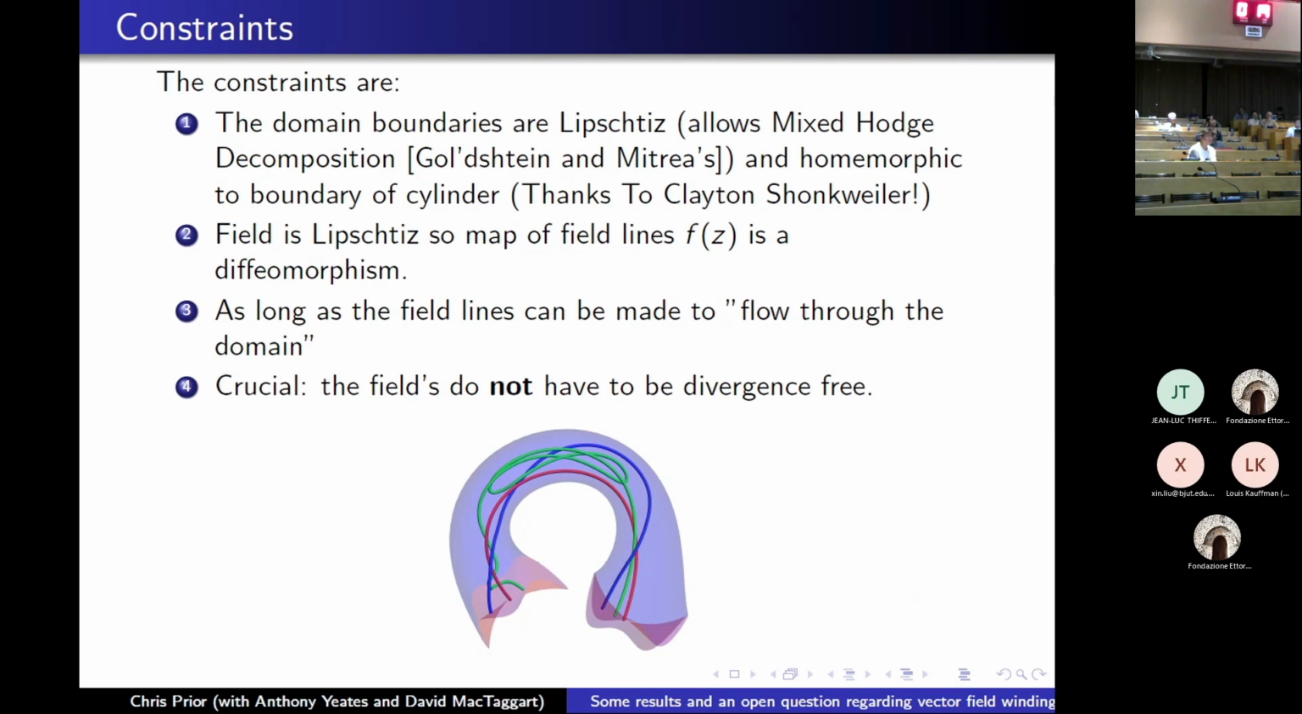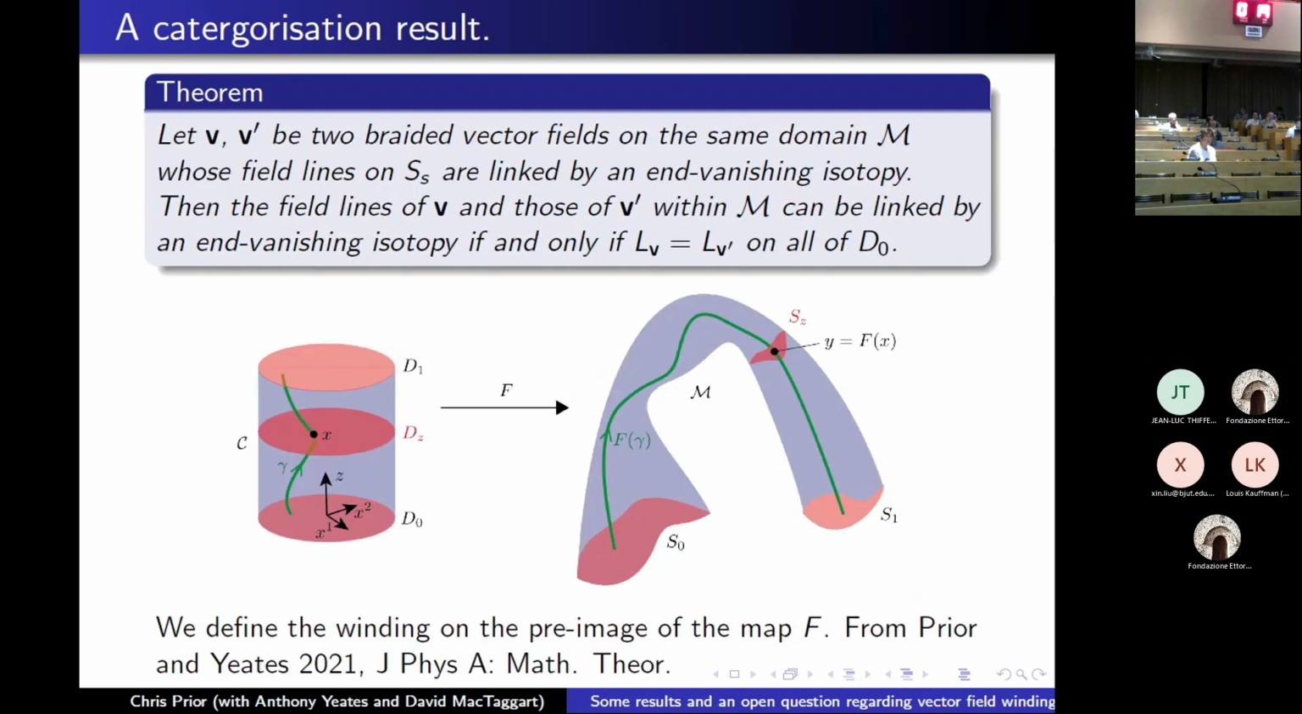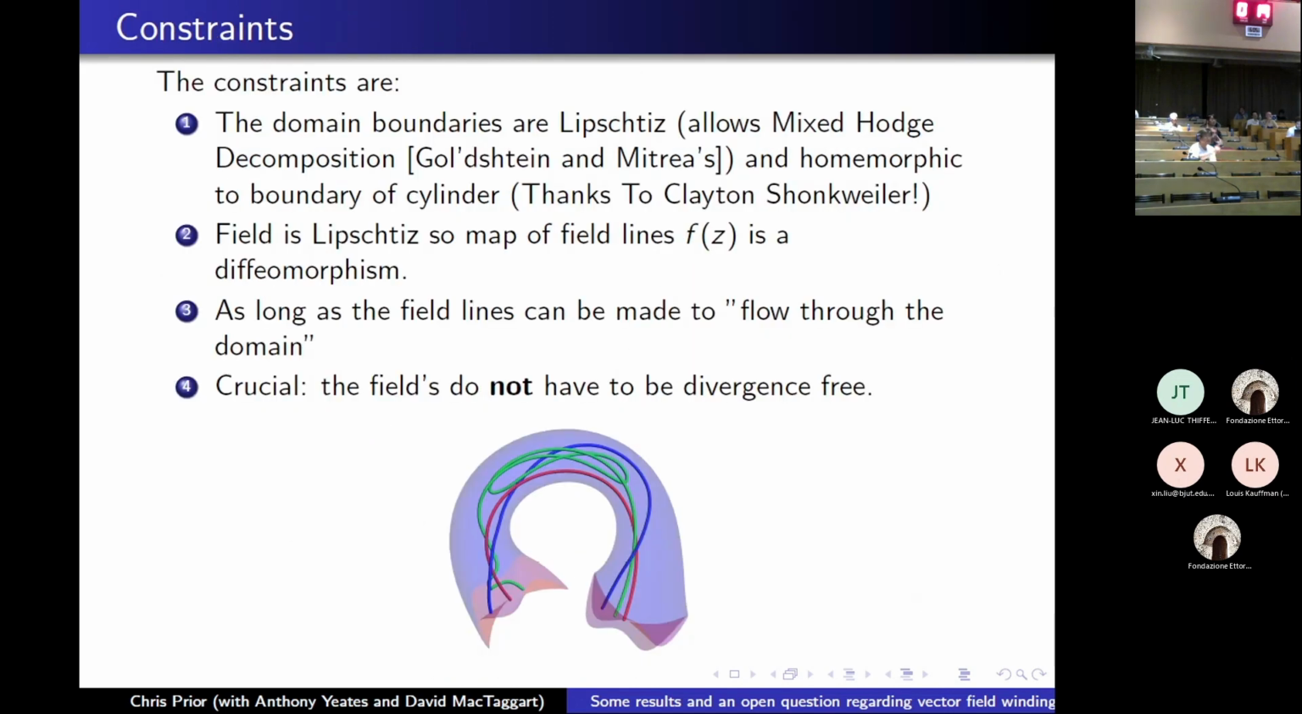The field is also Lipschitz. What this means, crucially, is that the mapping of the field lines from disk to disk is a diffeomorphism. And that's going to be crucial in the proof because it allows us to link the topology of this field to the group of diffeomorphisms of the disk. And we basically can't have knotted field lines in this domain. So apologies to all those who like knots, but that's the constraint.